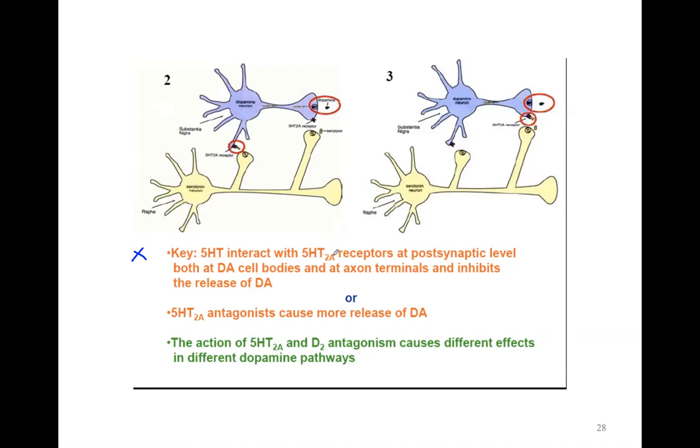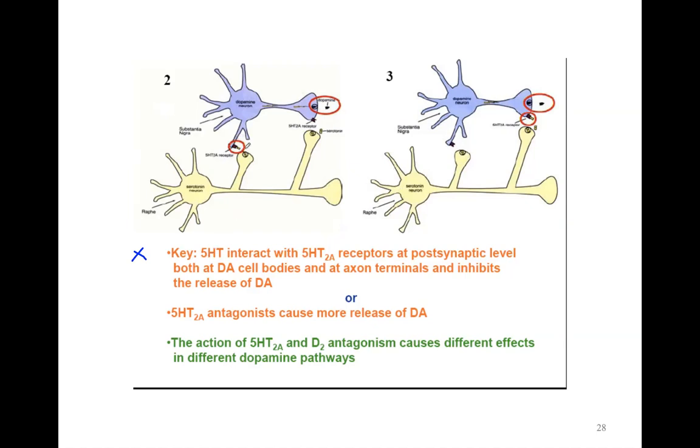Serotonin interacts with the serotonin 2A receptor. We know that the 2A receptor is going to be stimulated by serotonin, and that is at the postsynaptic level. So postsynaptic is across the synapse. Across the synapse here, the presynaptic side is the serotonin, and the postsynaptic side is the receptors on the dopamine neuron.